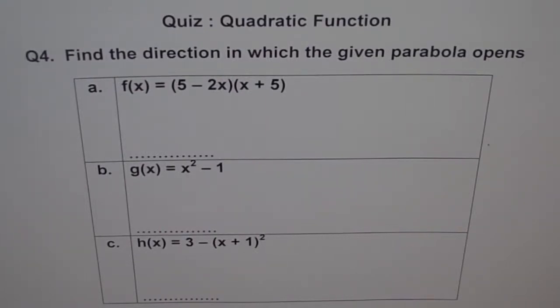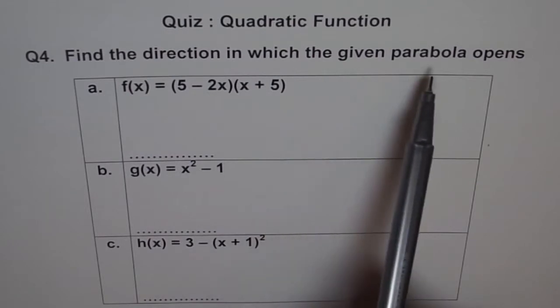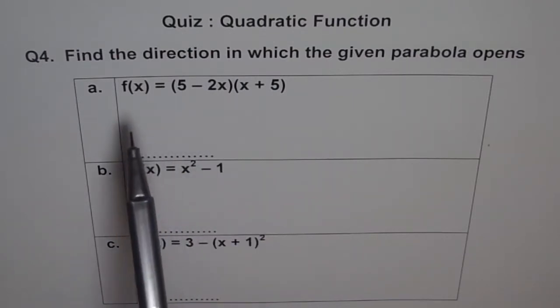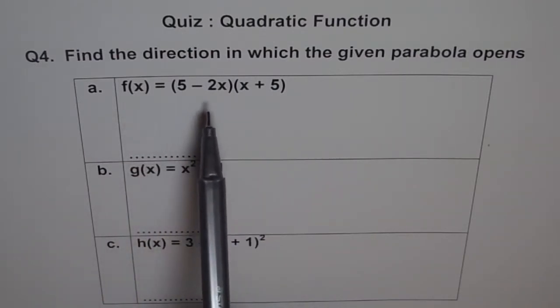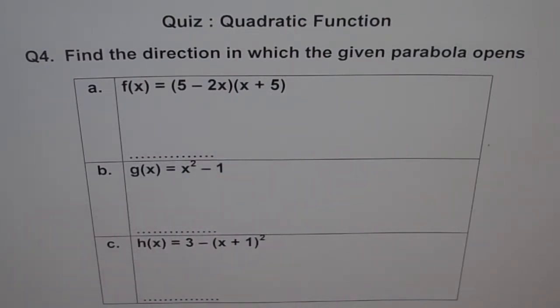Here is question number 4 of the quiz on quadratic functions. It says, find the direction in which the given parabola opens. Now here we have three different equations. The first one is given in the factored form: f of x equals 5 minus 2x times x plus 5. The second one is g of x equals x squared minus 1. And the third one is h of x equals 3 minus (x plus 1) whole square.